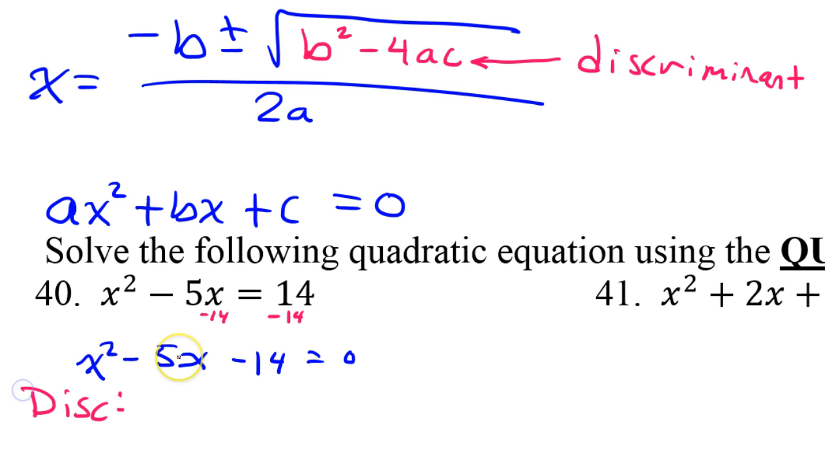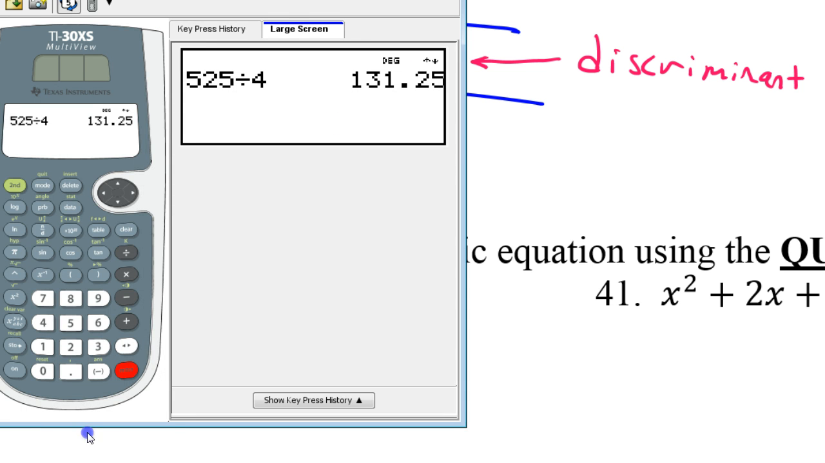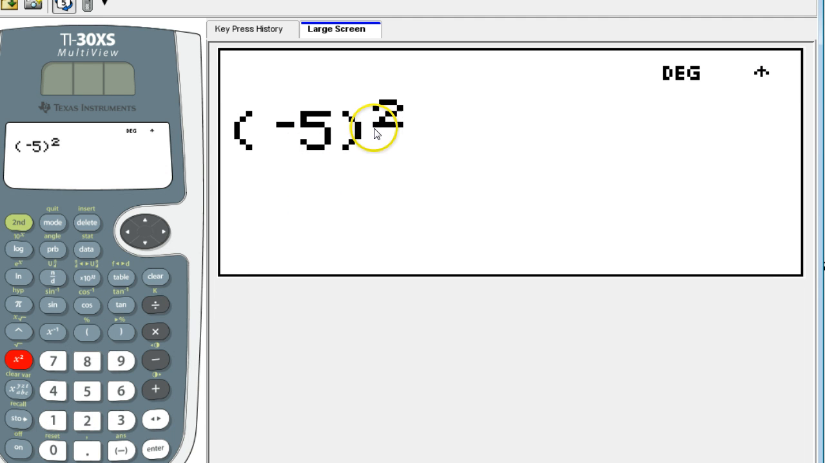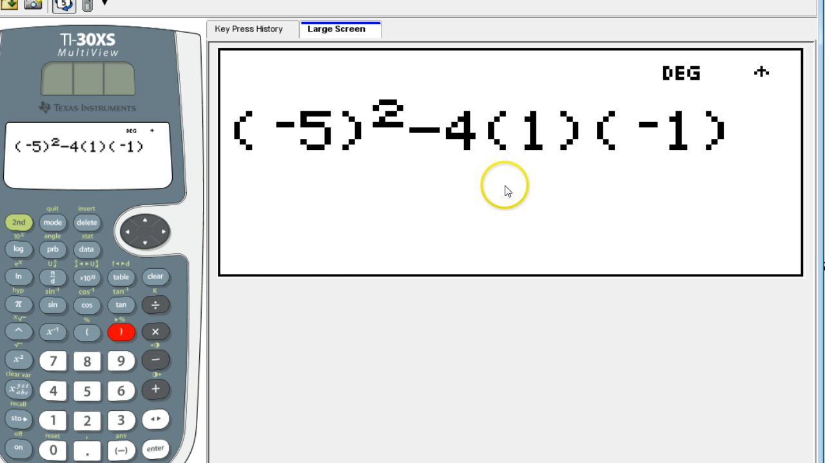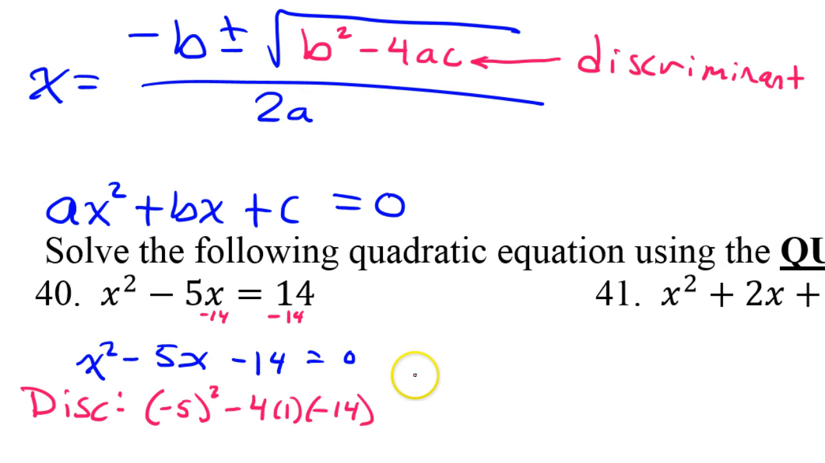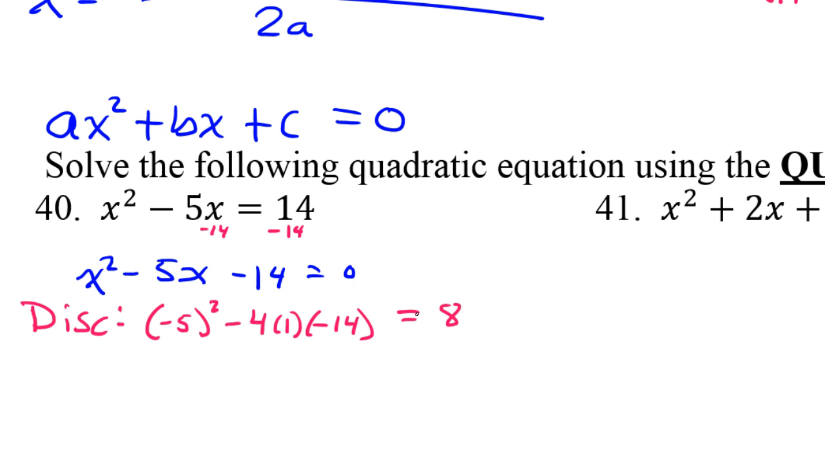The discriminant, b squared minus 4ac, is going to be negative 5 squared minus 4 times 1 times negative 14. Notice how I put the b value in parentheses. Make sure you do that. Whoops, that's supposed to be negative 14. You didn't really need to put the 1 because 1's not going to change anything, but I don't want to confuse anybody by skipping steps, so I typed in the whole thing. It turns out to be 81. So the discriminant is 81.